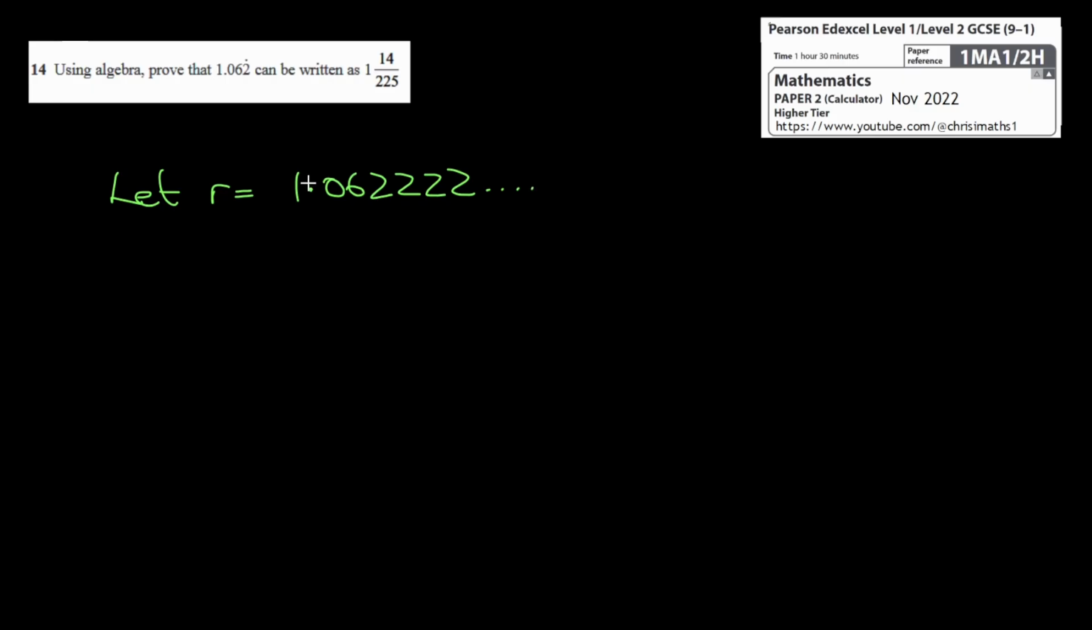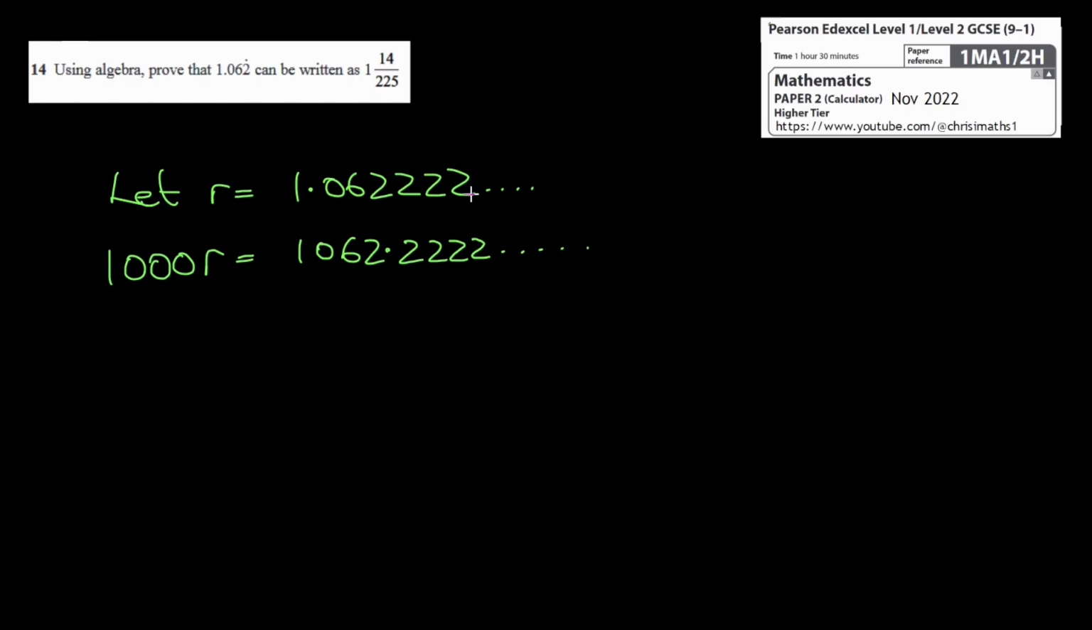Now, to solve this problem, we will need to move the decimal point such that I get one instance of the recurring decimal on the left-hand side and all of the recurring decimals on the right-hand side. So to get one of the recurring decimals on the right-hand side, I have to multiply this by 10, 100, 1,000. So I can say 1,000R equals 1062.2222, and on they go.